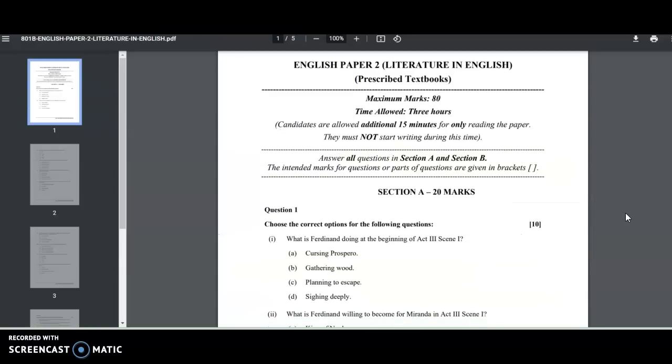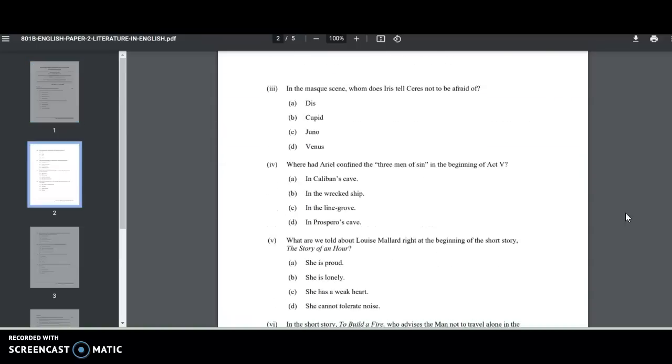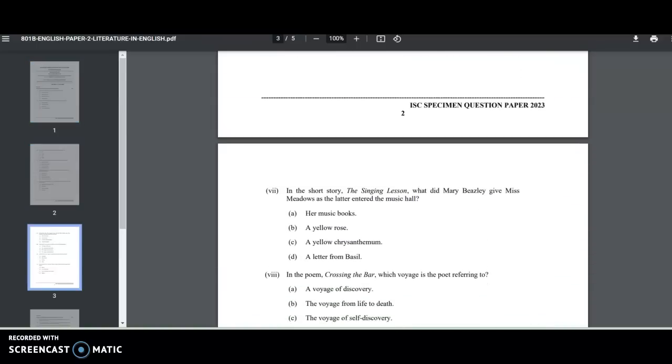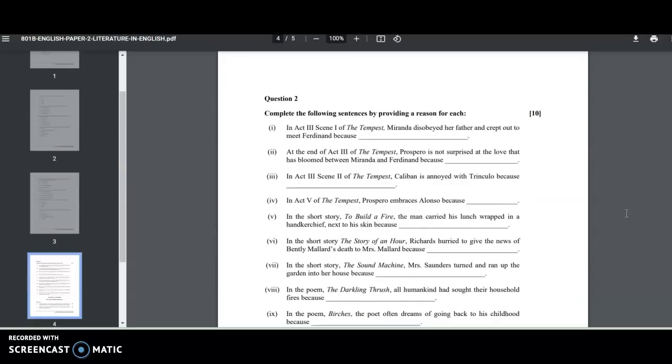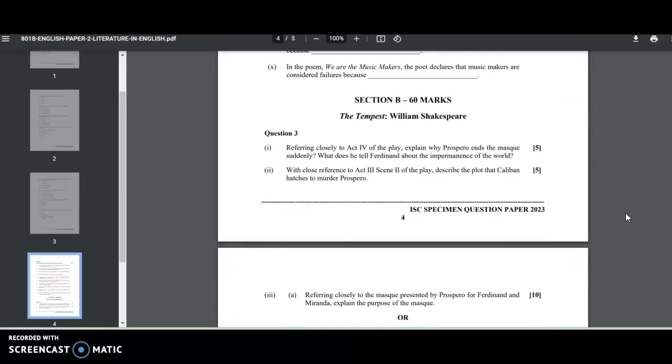As you can see, 10 marker questions are provided, and these are the multiple choice questions, the 10 marks questions. Earlier it didn't come, but now they are providing you this. Then we have complete the following sentences and give a reason for each of them. Again 10 marker. Then section B is of 60 marks.